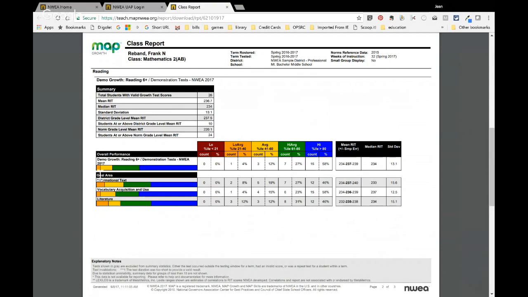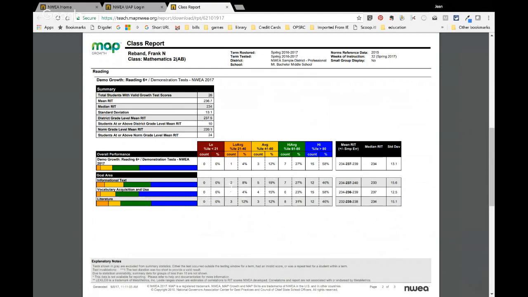If I move down to the next block of data, reading has been divided into 3 different goal areas. And you'll notice that there's a difference in performance. Just at a glance, you can tell there's a difference in performance in each of these goal areas that varies from what you saw in the overall performance, so that we can tell quickly that vocabulary acquisition and use is a relative weakness for Mr. Reband's class, at least this particular class during this testing.